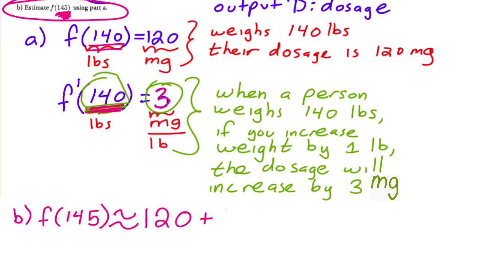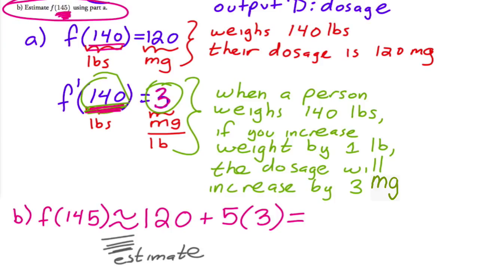Okay? So if you're going to increase the weight by 5 pounds, well, then that means you're going to have to increase the dosage about 5 times 3, or 15. Again, this is an estimate. This is an approximation, so it's not exact. This is an estimate because, of course, it could change. Okay, so then we'll estimate that this is going to be about 135 milligrams based on this rate that we have right here.